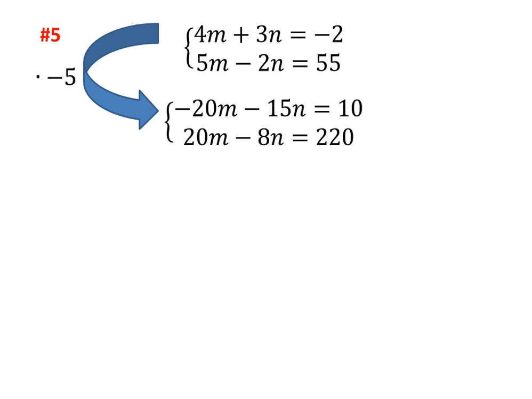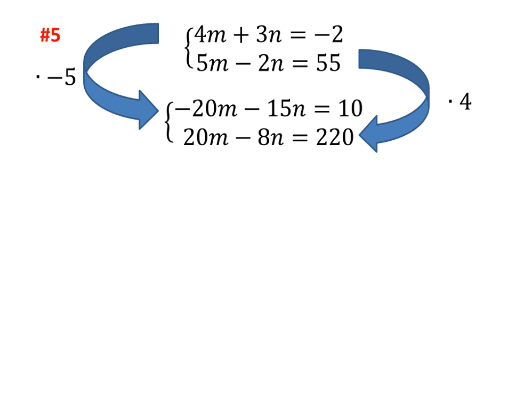Why did I choose -5? Because then the 4 becomes a -20, and I can make this 5m a +20 by multiplying the bottom equation by +4. 5m times +4 gives us +20m. -2 times +4 gives us -8n. And 55 times +4 gives us 220.